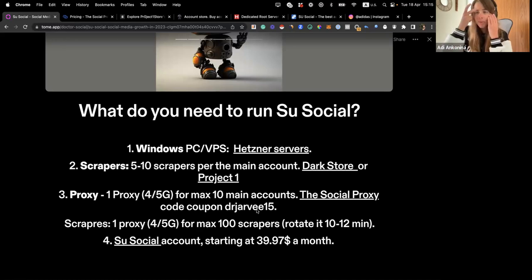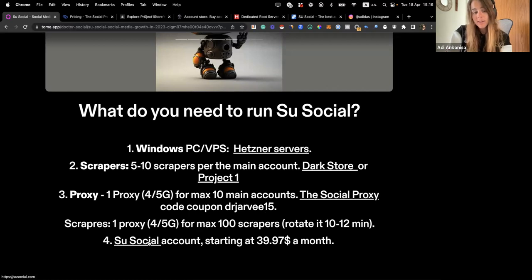As for scrapers, by the way, you can use a maximum of 100 scrapers on one 4G or 5G proxy. It's really important to rotate this proxy, and we would highly recommend doing that. Although the proxy would have rotation in general as a normal IP, you still want to rotate even faster just because it's scraping the data. For the main account, you don't need to rotate the proxy, it's okay.